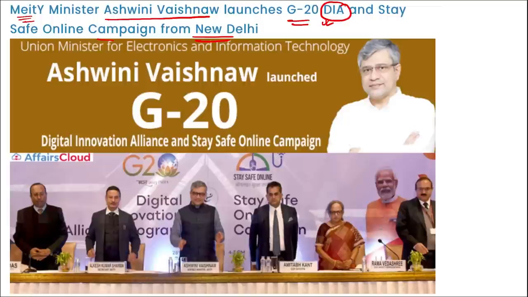All right, and remember, they also launched the Stay Safe Online campaign. This campaign is basically for cyber crimes, all those cyber attacks related to your internet. That means, with the help of the internet, digitization and technology, when a scammer approaches you and scams you of money or data, that is known as a cyber crime. So, in order to safeguard various companies and individuals from these cyber crimes, this Stay Safe Online campaign was also launched during this G20 meet.